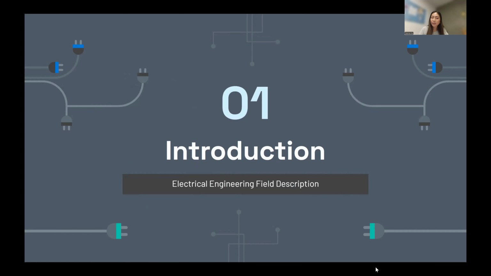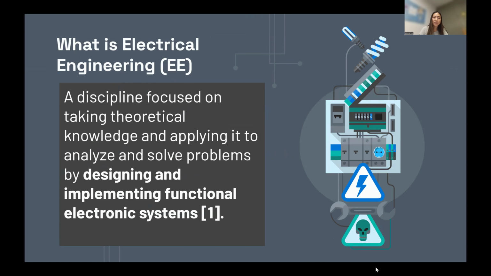First is an introduction to electrical engineering. What is electrical engineering? I'll be using the abbreviation EE to talk about electrical engineering. Ultimately, EE is a discipline focused on taking theoretical knowledge and applying it to analyze and solve problems by designing and implementing functional electronic systems. So what does all this mean? Basically, it just means understanding how electricity works and using it to build systems.